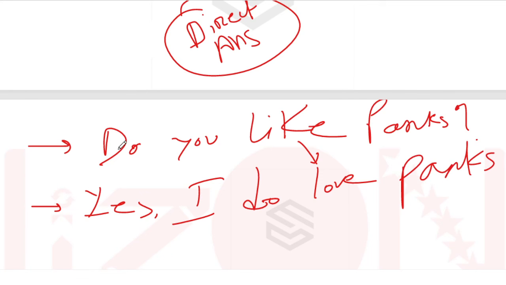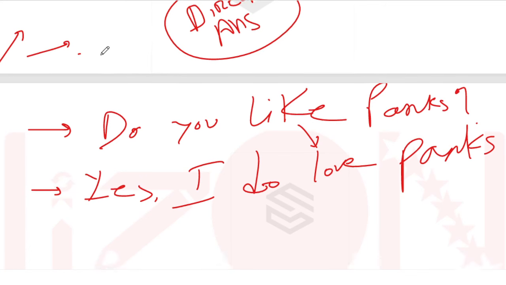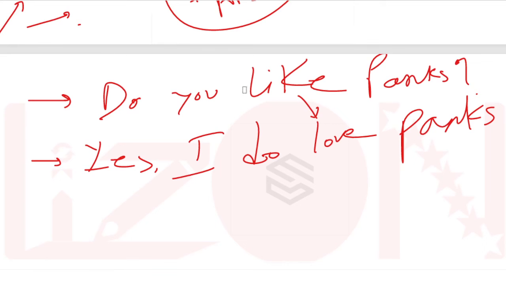Why is it important? Because they are asking you, do you like parks? Now, if you started the answer with, there are a lot of parks in Qatar, there are a lot of parks in Bangladesh, there are a lot of parks in India, they are not asking you how many parks there are in your country. They are asking you, do you like parks? If you like it, you can say yes. If you don't like it, then you can say no. So that's the way of starting.